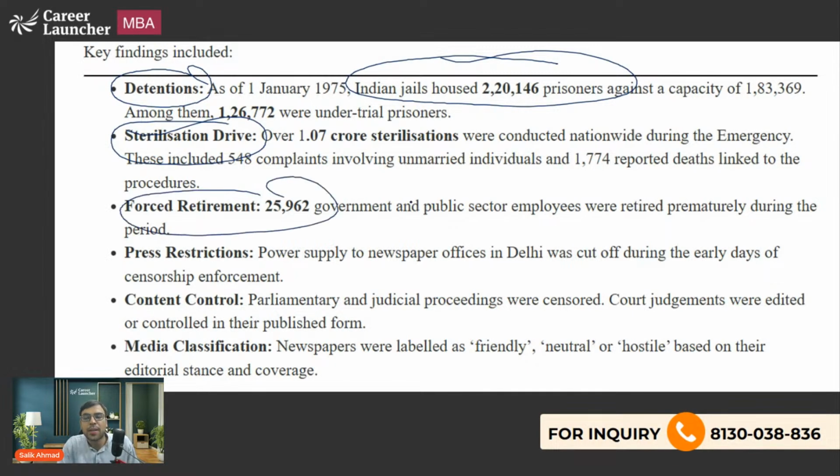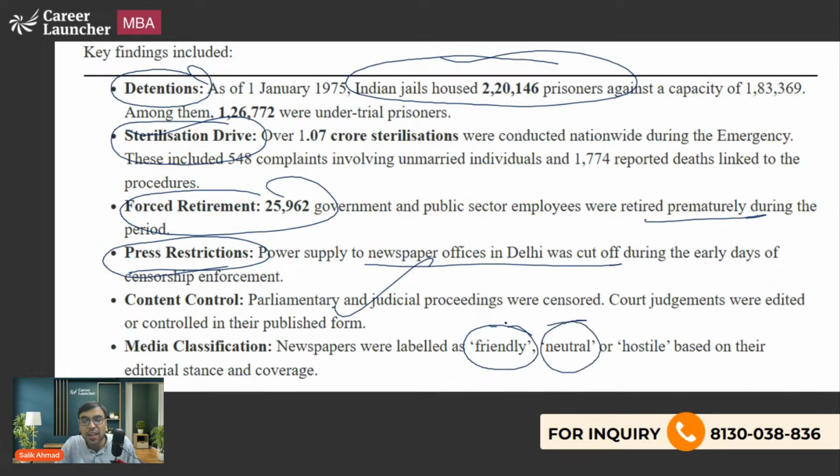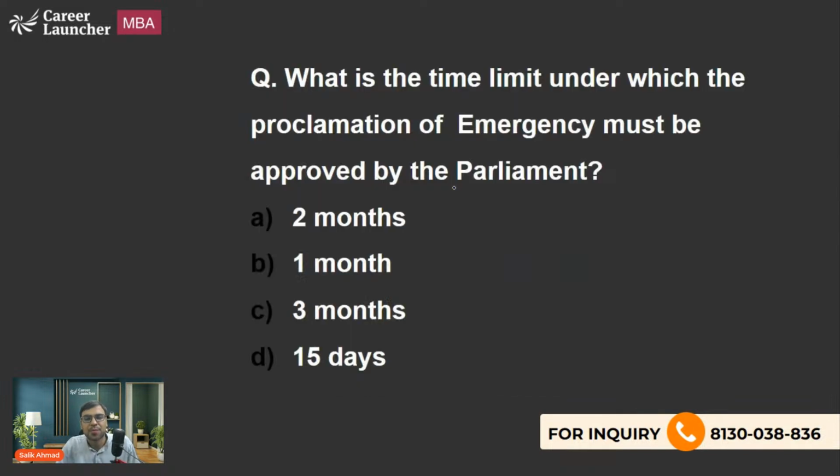Forced retirement of government officials, and there was press restriction; media was not allowed to write any article critical of the government. Content control, of course, and media classification. So media was classified as friendly, neutral, and hostile. If you are pro-government, you are friendly. If you are writing anything against the government, you are hostile. And the middle path is neutral. So these things were also declared.